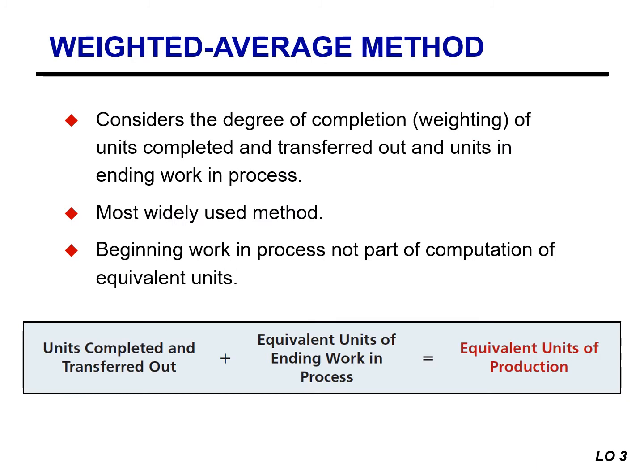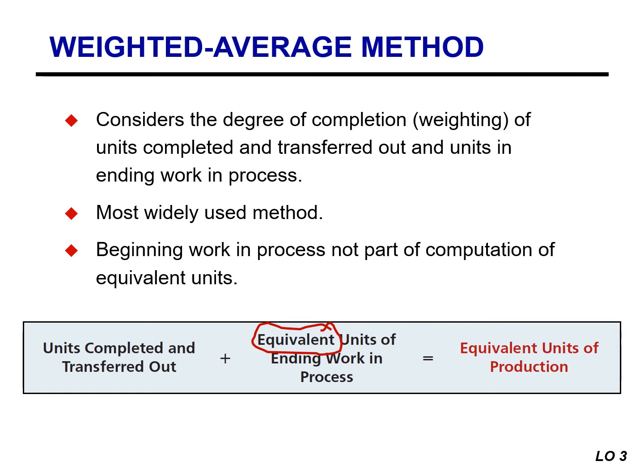The weighted average is the most widely used method. This method ignores the partially completed units in the beginning work in process inventory. Equivalent units of production is the sum of the units completed and transferred out plus the equivalent units of the ending work in process inventory.